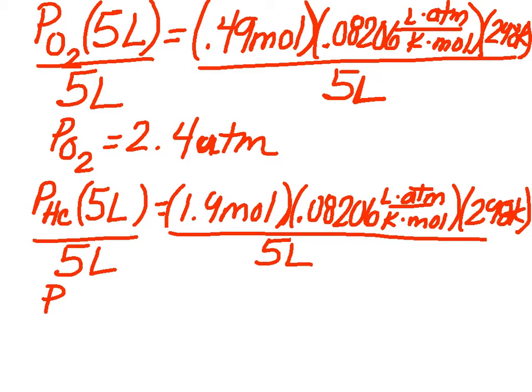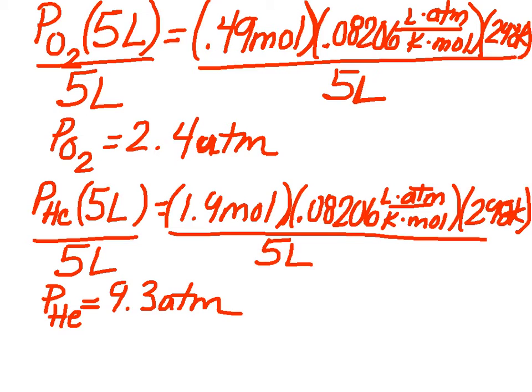And our pressure of helium is equal to, we're going to do open parentheses 1.9 times 0.08206 times 298, close the parentheses, divided by 5. And that gives us 9.3 atmospheres for the pressure of helium.